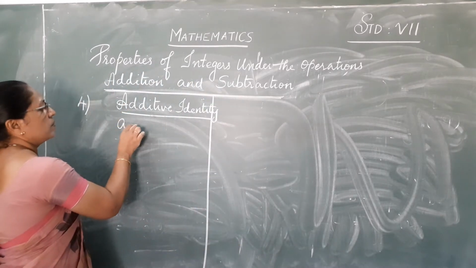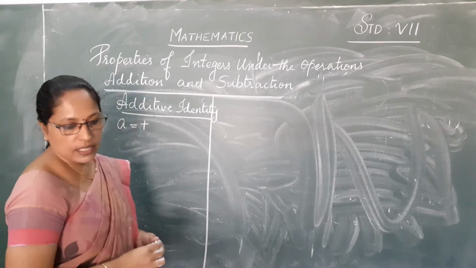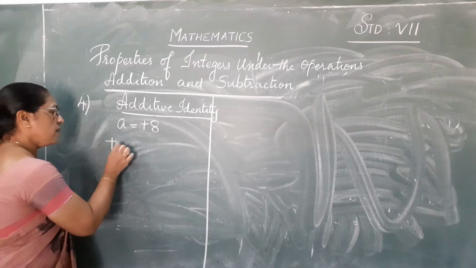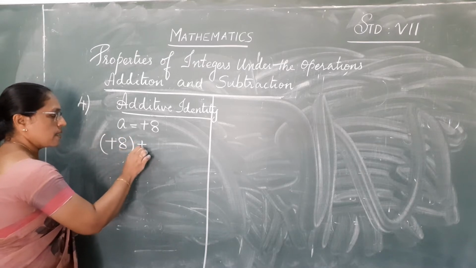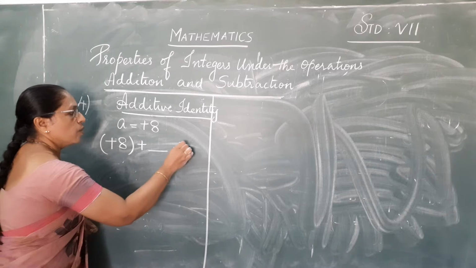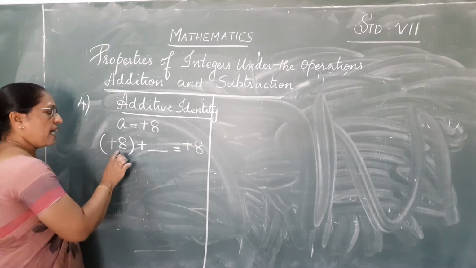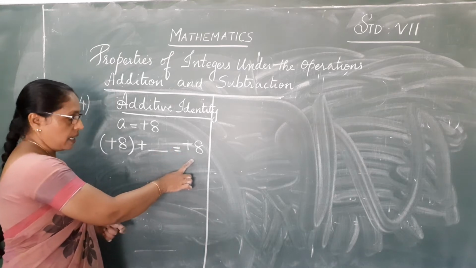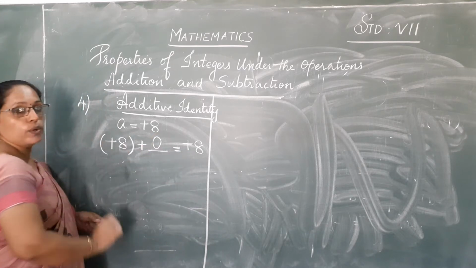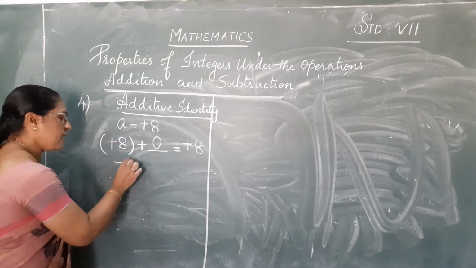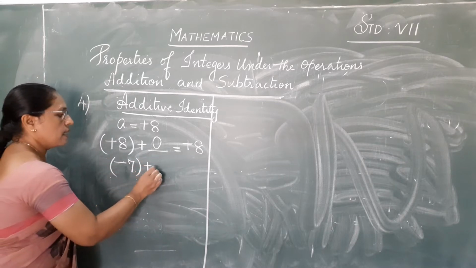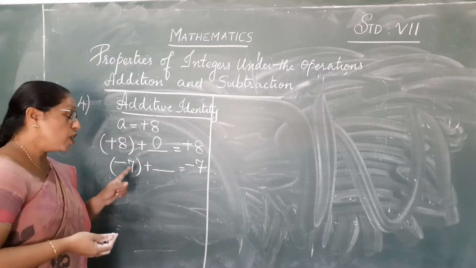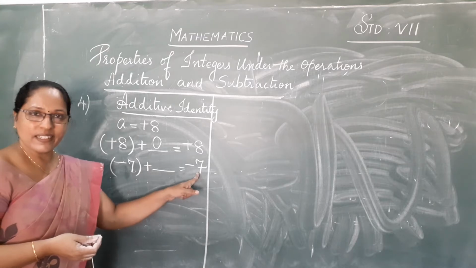A is an integer, positive 8. So positive 8 plus dash gives you positive 8. By adding positive 8, with which number gives you positive 8? Yes, by adding with 0. Or negative 7 plus dash gives you negative 7. By adding with which number gives you negative 7?